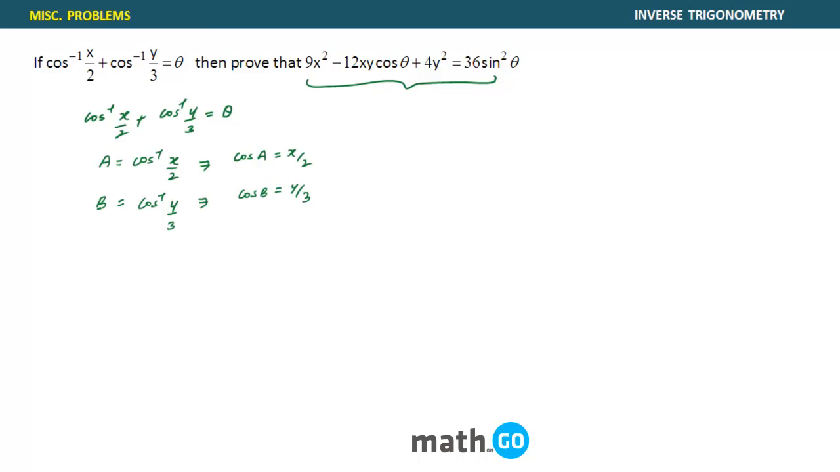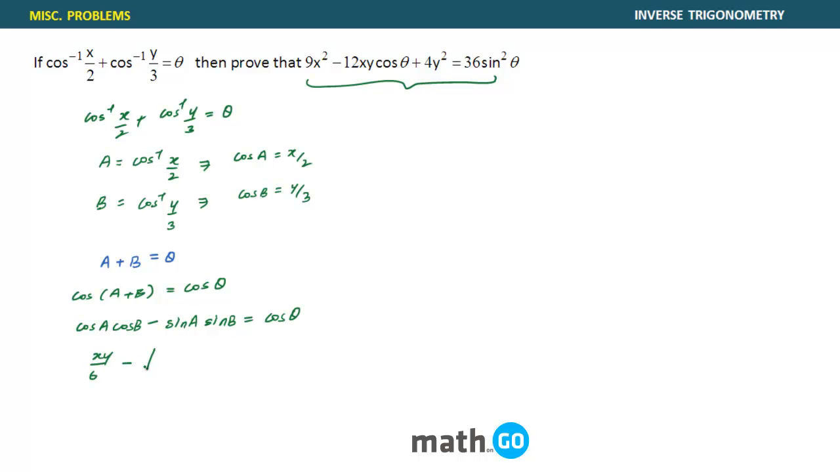Okay, so now the question reduces to a plus b is equal to theta. And if a plus b is equal to theta, what I can do now is take cos on both sides, that is cos of a plus b is equal to cos theta, right? So what is cos of a plus b? That is nothing but cos a cos b minus sin a sin b is equal to cos theta. Now you know all these values. So cos a is nothing but x by 2 and cos b is y by 3. So this is xy by 6.